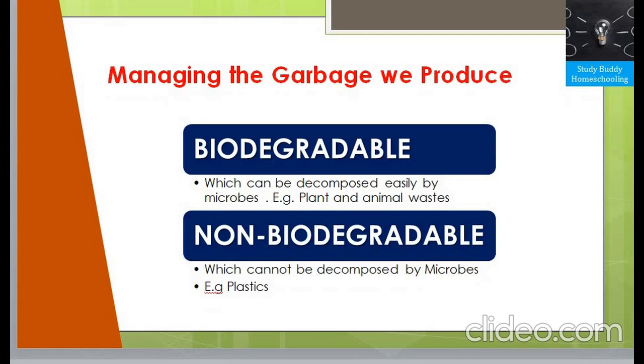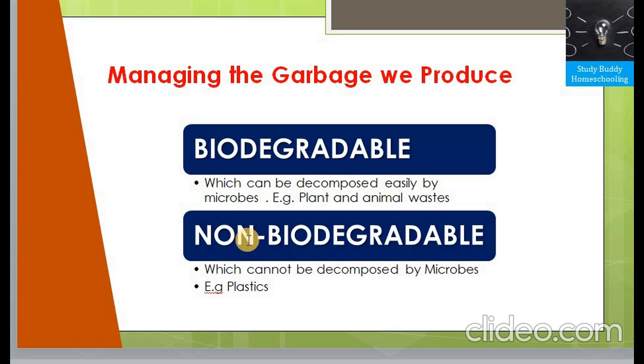Now let's see another topic, managing the garbage we produce. We produce lots of garbage every day, right? This garbage is divided into biodegradable and non-biodegradable waste. So what do we mean by biodegradable components? Biodegradable wastes are wastes which are easily decomposed by soil bacteria. For example, if you throw a banana peel, it gets decomposed within 3-4-5 days and is completely converted into nutrients which go into the soil.